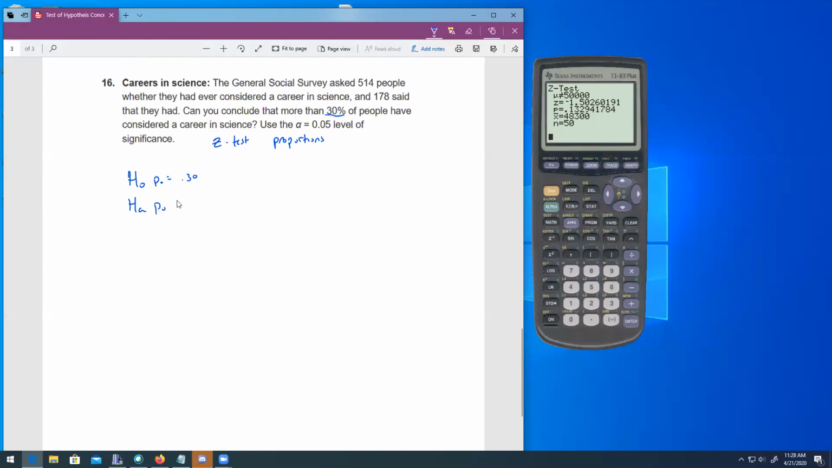Okay, and what did they want to know? Can we conclude that more than? Okay, so again, we want the right side of the curve. We want the more than part. So again, if we look at how proportion works, we want that stuff, the right-hand side. Now, technically, we do have one more thing to check.